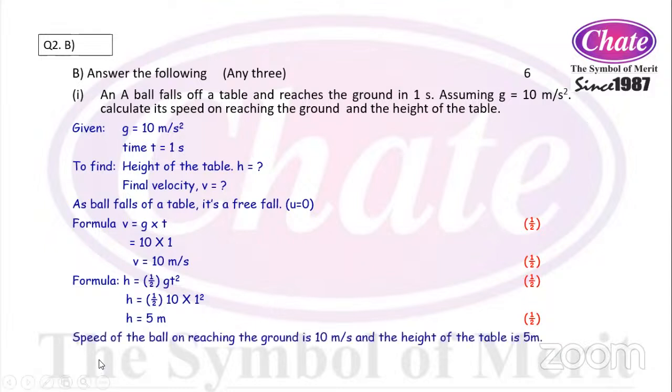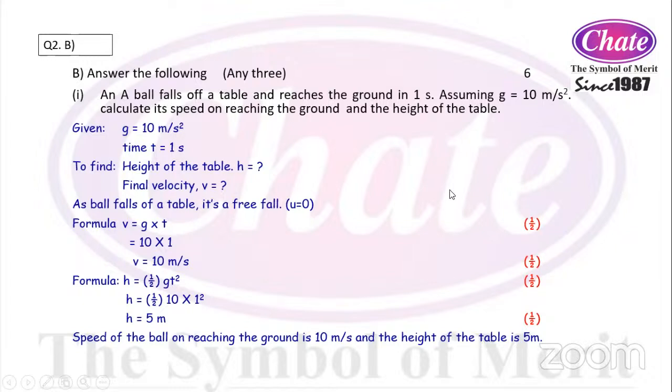So we can conclude all these things into the conclusion statement like this. This is one of the important parts. Most of the students miss writing down the answer statement. So please, every time you solve a numerical, practice writing down the answer statement. So speed of the ball on reaching the ground is 10 meter per second, and the height of the table is 5 meter. In this way, nobody can deduct a single or half mark from your answer.